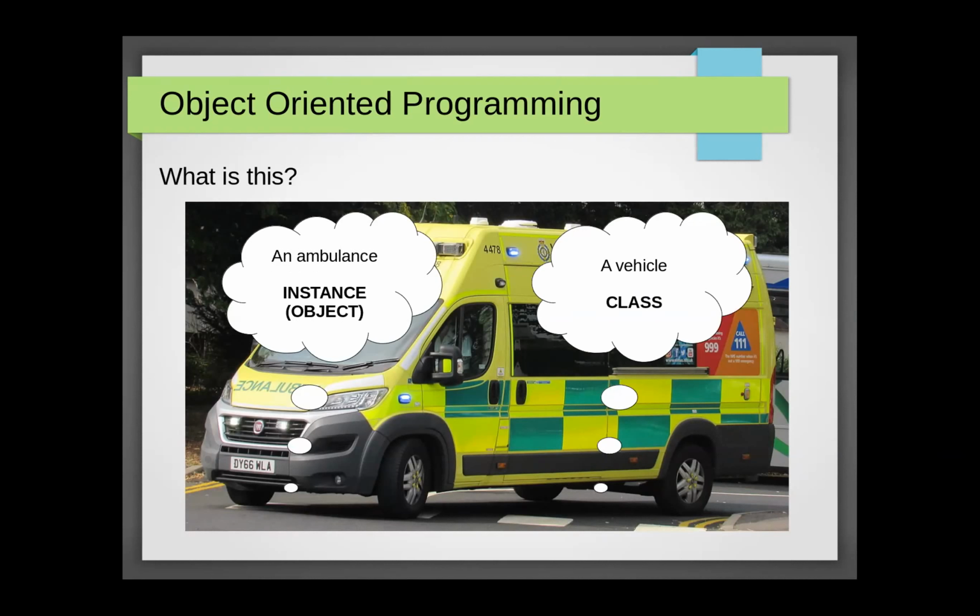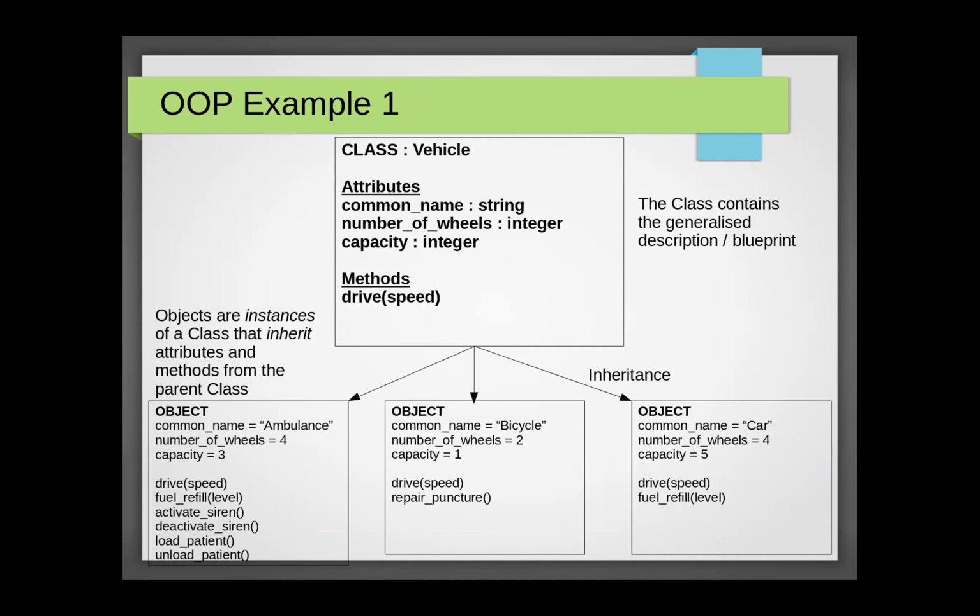So in object-oriented programming, if we refer to this as an ambulance, that might be an instance or an object. Okay, and a vehicle would be the class. So an ambulance is a type of vehicle. So a vehicle is kind of the class which has the blueprint for what this sort of thing should look like. And an ambulance is an example, an instance of that class that we can talk about specifically. So let's look at this example in more detail.